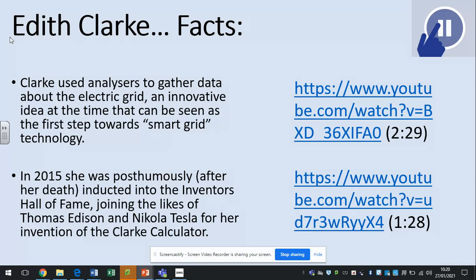In 2015, she was posthumously, that means after her death, inducted into the Inventors Hall of Fame, joining the likes of Thomas Edison and Nikola Tesla. Sorry, my brain's gone blank today. Nikola Tesla. For her invention of the Clarke Calculator.